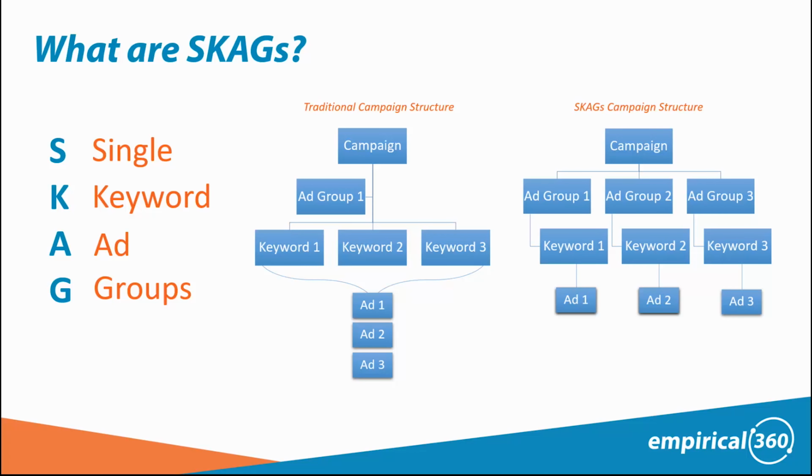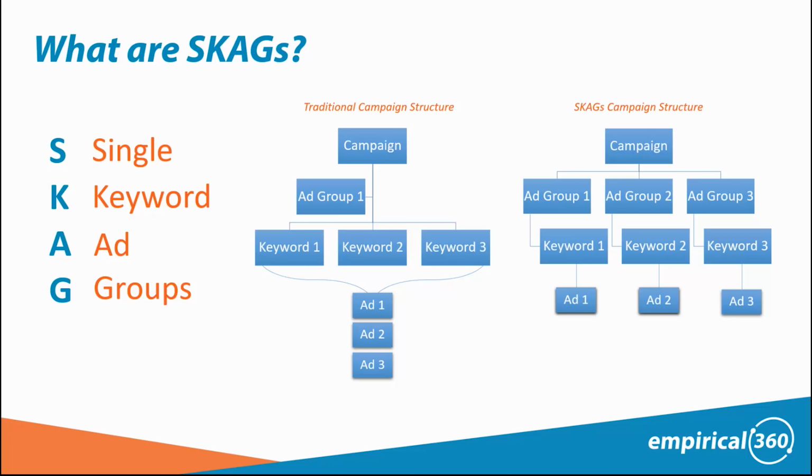What are SKAGs? SKAG stands for single keyword ad groups. It's exactly what it sounds like. When implementing a single keyword ad group, you only add one keyword per ad group in Google Ads. Google recommends putting at least 3 keywords in an ad group, and usually Google suggestions are for the better, but in this case right here, we found that SKAGs are a lot better, and we'll talk about the benefits in the next slide.